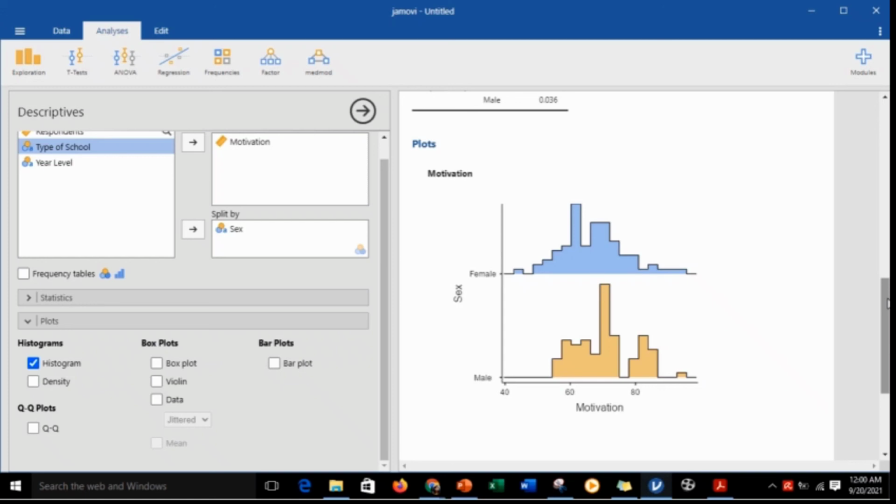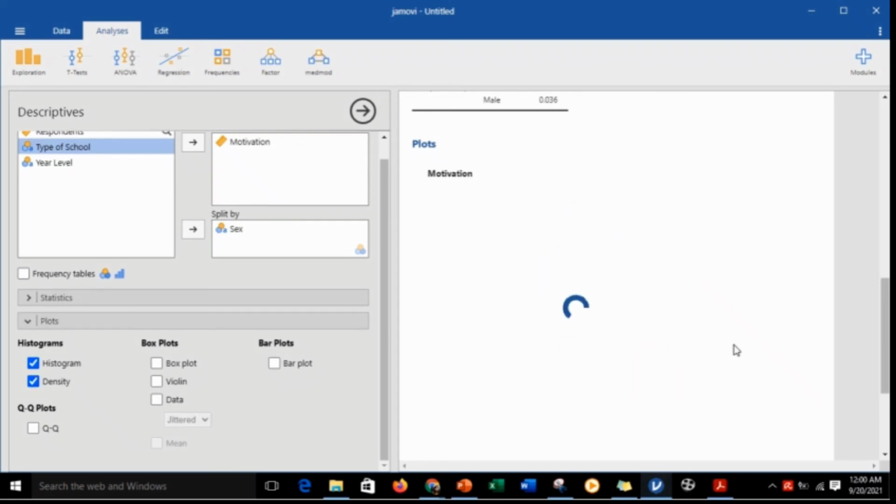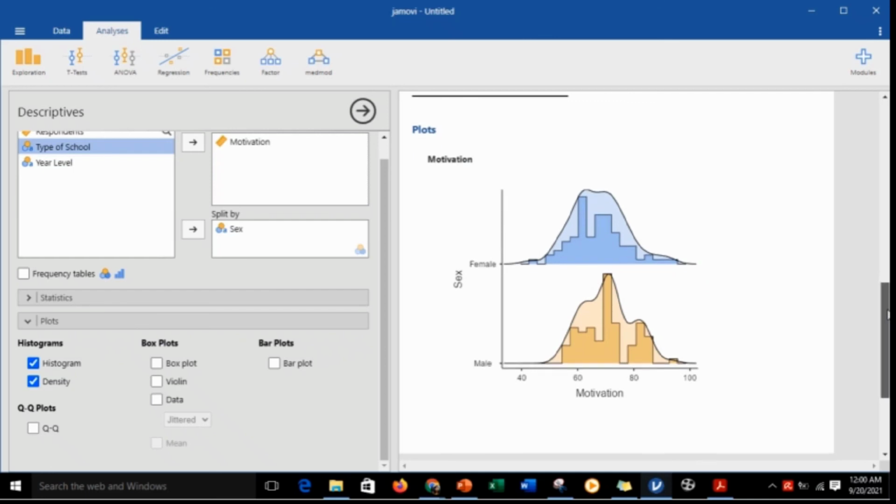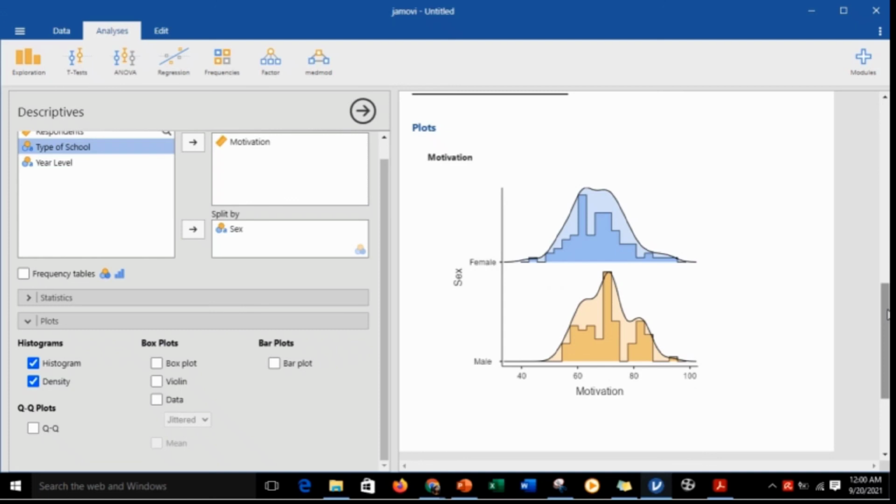So to cope with this, it's also good to practice clicking density. So let's click density. So it's for better visualization of normality. Based on Shapiro-Wilk's result in this dataset, the motivation scores of female are normally distributed, while the motivation scores of male are not. This finding can also be derived from the histogram and density plot.